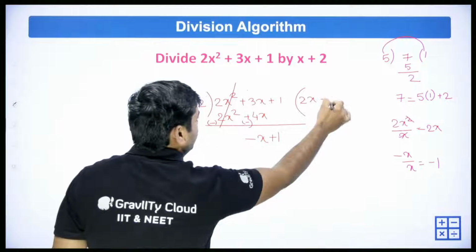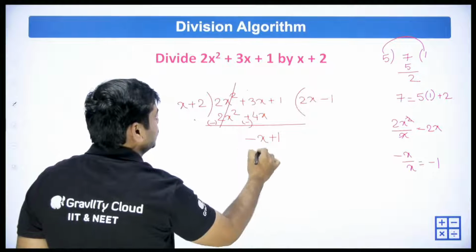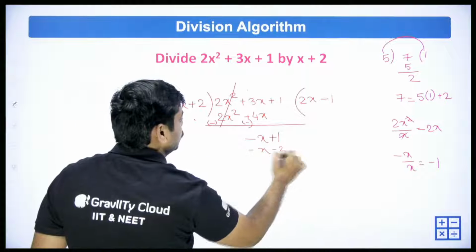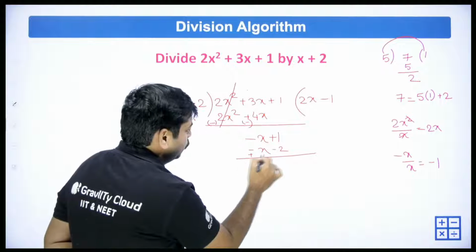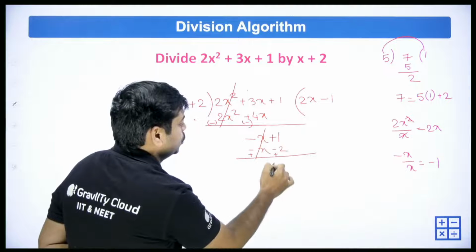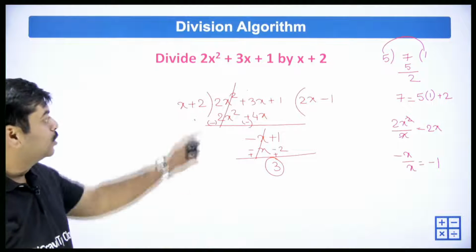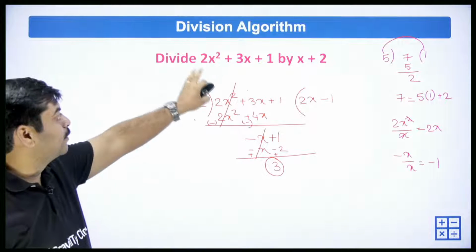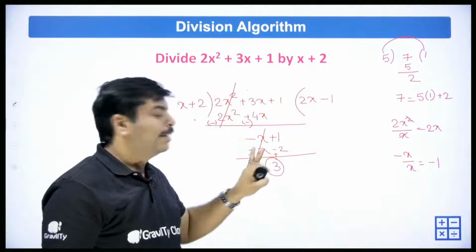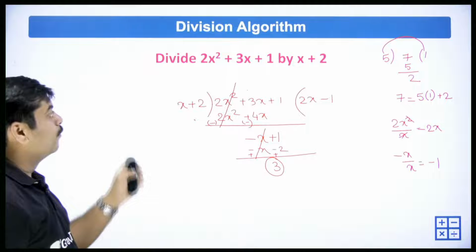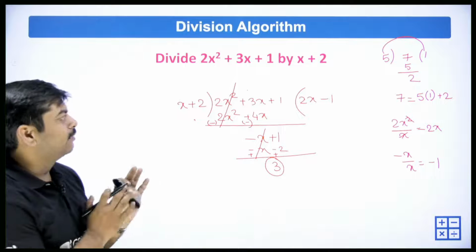So if you keep minus 1 here, multiply this x plus 2 completely with minus 1: x into minus 1 is minus x, plus 2 into minus 1 is minus 2. If you subtract this, negative will become positive, so these two get cancelled. Plus 1 plus 2, you will get the remainder as 3. So if you divide 2x square plus 3x plus 1 by x plus 2, we get a quotient of 2x minus 1 and the remainder as 3. Right, so let's move forward to see what else we can learn in the division of polynomials. It's very simple, right?